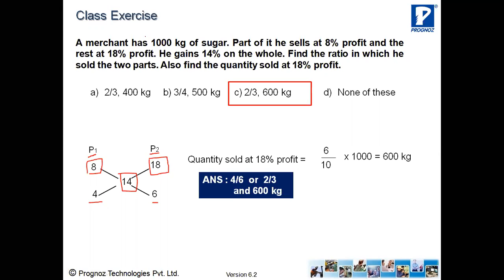And which part did he sell at 18% profit? Part 2. Okay, so if part 2 is sold at 18% profit, he's selling 6 parts at 18% profit. What will 6 parts be? 6/10 into 100. Total 10 parts, 6 parts and 4 parts. So 6/10 into 100 is 600 kg. So 600 kg he sells at 18% profit.